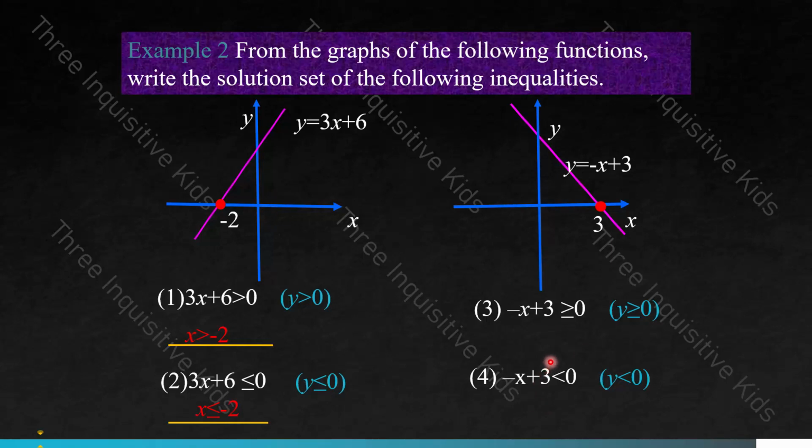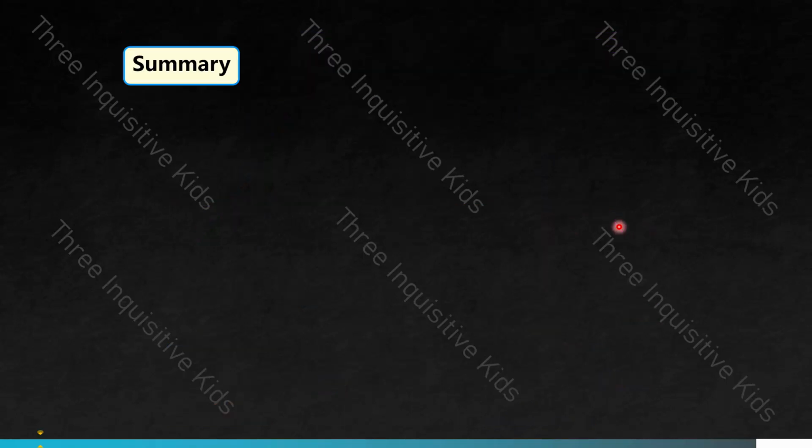Now for 3 and 4. 3. Negative x plus 3 is greater than or equal to 0. So here on the graph, we can clearly see that x is less than or equal to 3. And the final one, 4. Negative x plus 3 is less than 0. We see that's when x is greater than 3.